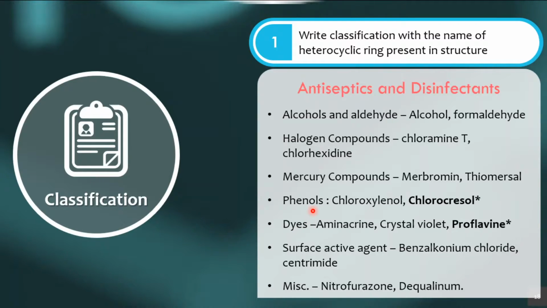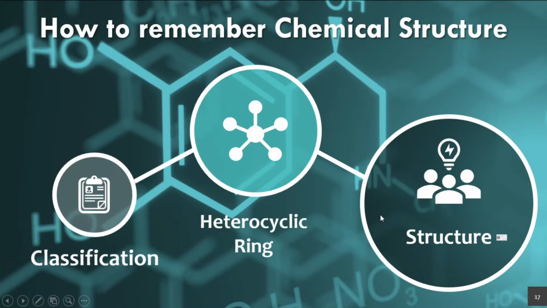And then you have to mention which heterocyclic ring is present in their structure. For example, proflavin contains an acridine heterocyclic ring in its structure. There is no need to write down phenol here because it already contains a group named phenol. So chlorocresol has a phenolic group present in its structure and proflavin has the acridine heterocyclic ring in its structure. So if you follow this, immediately you will come to know that proflavin is the drug having which heterocyclic ring? Acridine ring.